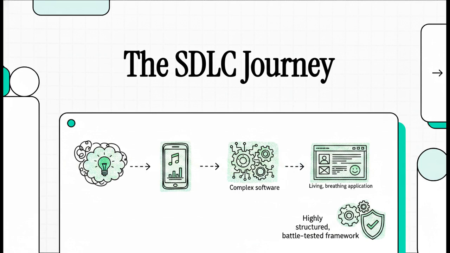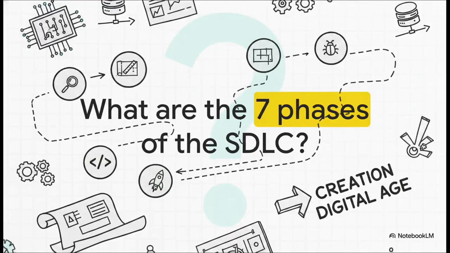Well, I'll tell you. It definitely doesn't happen by accident. Without a highly structured, totally battle-tested framework, you'd honestly just have complete chaos. So what exactly are the 7 phases of the SDLC? It's basically the ultimate roadmap of creation in our digital age. And really, for anyone who wants to deeply understand the tech world, this is absolutely your foundational blueprint.